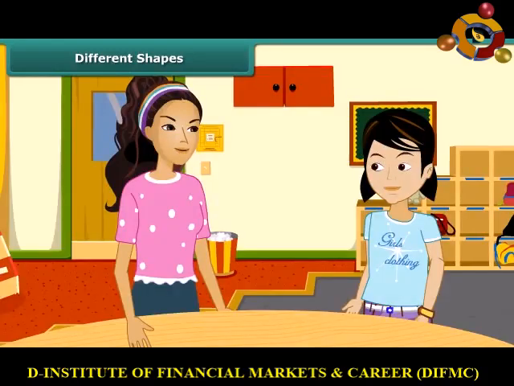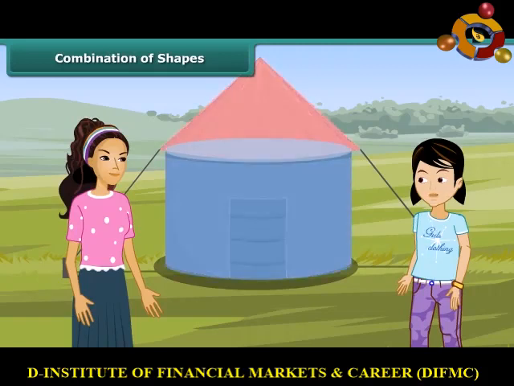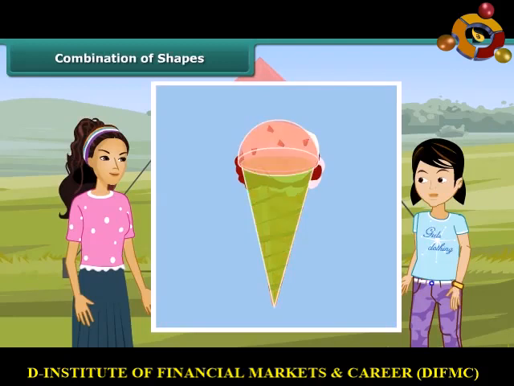Wow, Rita, you are learning so fast. Tell me more about these shapes. Come. Rita, look at this tent. This is made up of two shapes. Can you tell the name of the shapes? Yes, I can see the shapes. One is a cone and another is a cylinder. Correct. Similarly, we have ice cream. We can see that the cone is surmounted by a hemisphere.